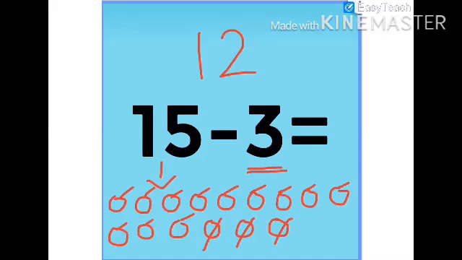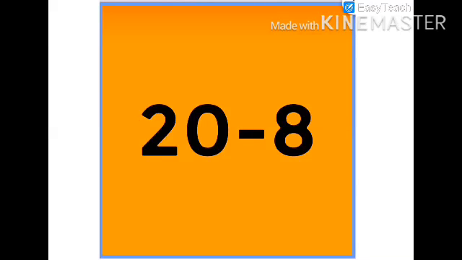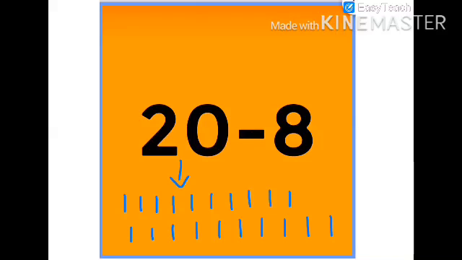Okay children, let me show you one more example. Now children, our next sum is 20 minus 8. Okay, so children, let us do the sum. What number is this? This is 20. Let us draw 20 sticks. 1, 2, 3, 4, 5, 6, 7, 8, 9, 10, 11, 12, 13, 14, 15, 16, 17, 18, 19, 20.